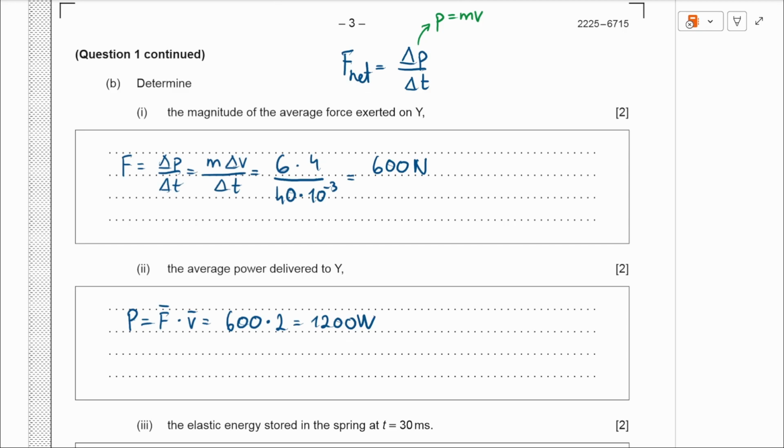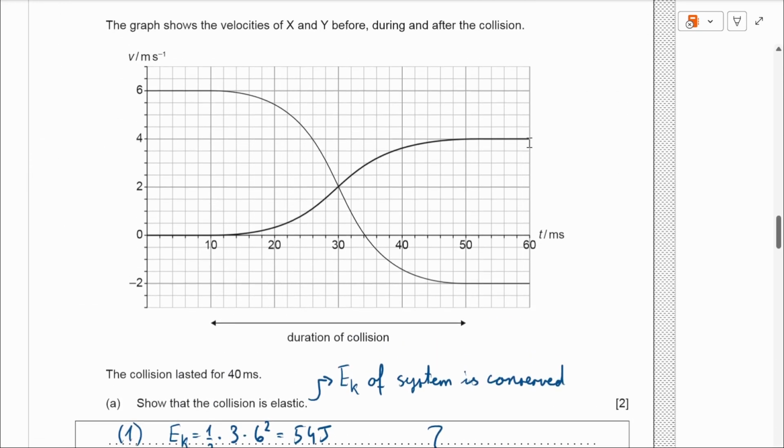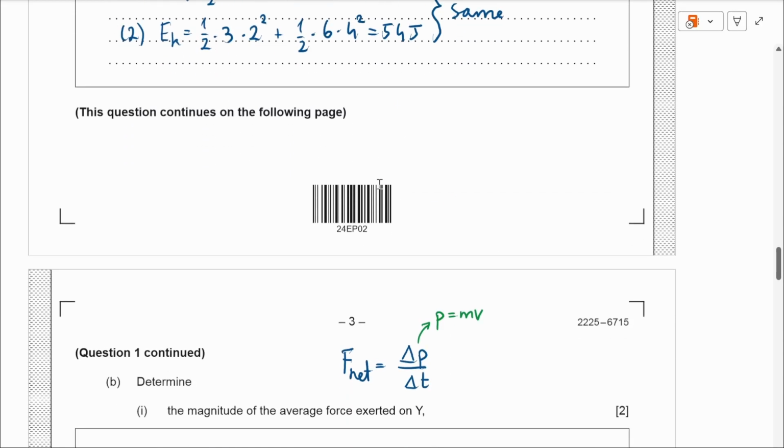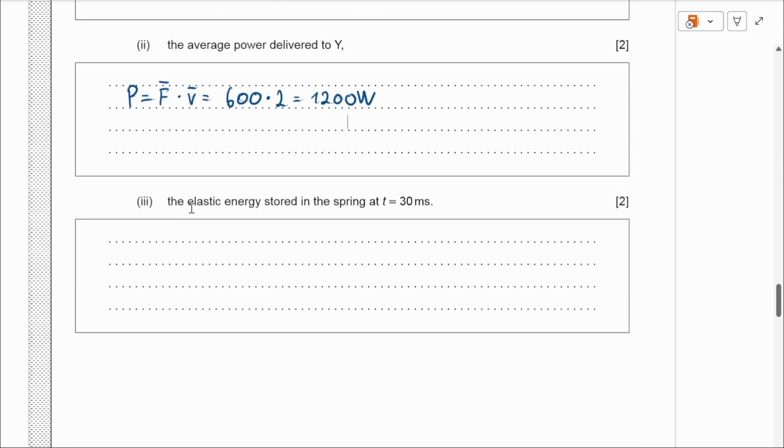If you're curious, what you can also do is calculate the gain in kinetic energy of the car and divide that by the time. That should give you the same solution. So just calculate with the 4 meters per second squared, over here, and see that it gained that kinetic energy in this 40 milliseconds.